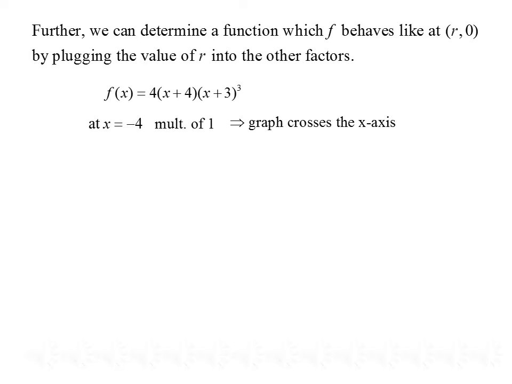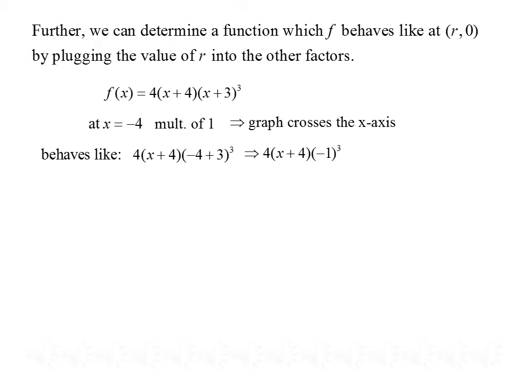So a multiplicity of 1 tells us that the graph will cross the x-axis. And we want to find out what function this behaves like at that point, x equals negative 4. So in order to do that, we're going to plug negative 4 into the other factors. So we had 4 times x plus 4. And we plug negative 4 into the other factor, so that gives us negative 4 plus 3 quantity cubed.